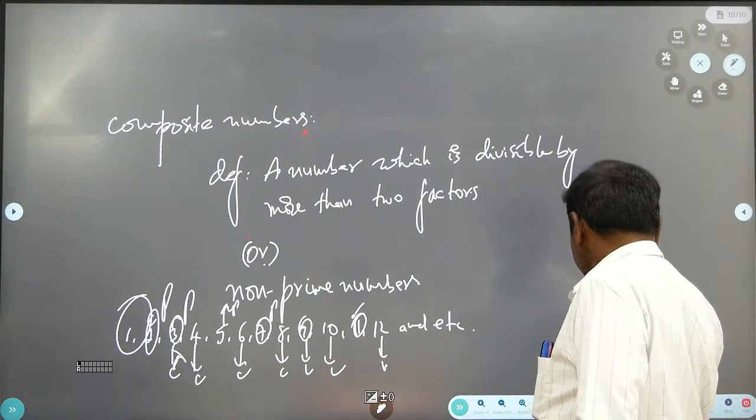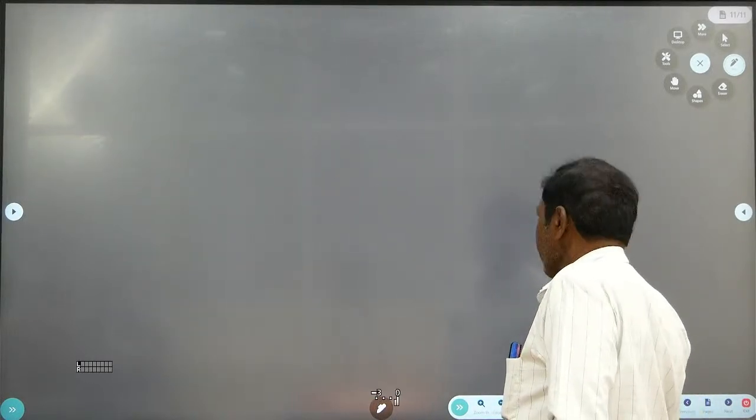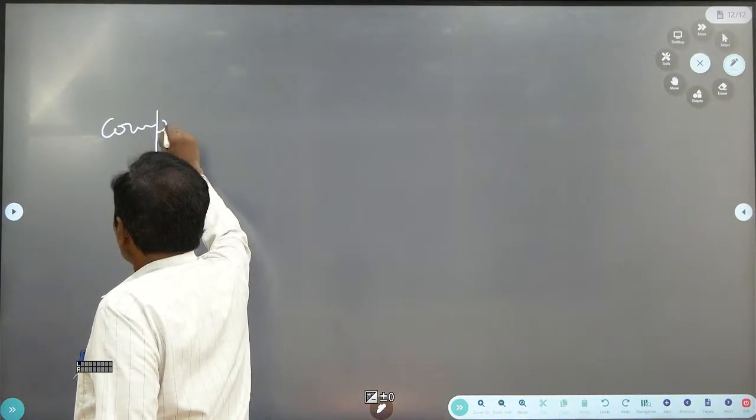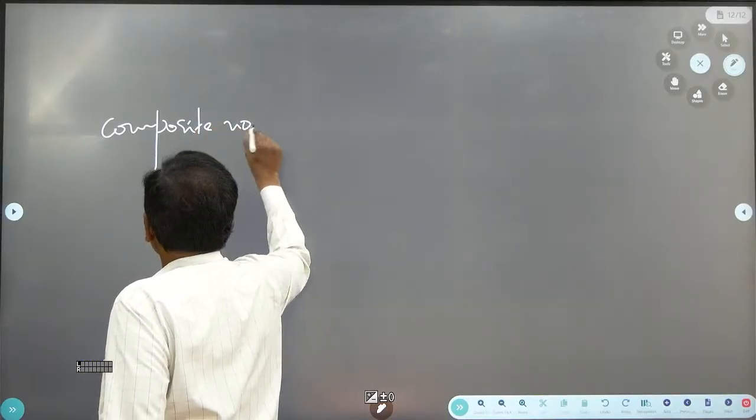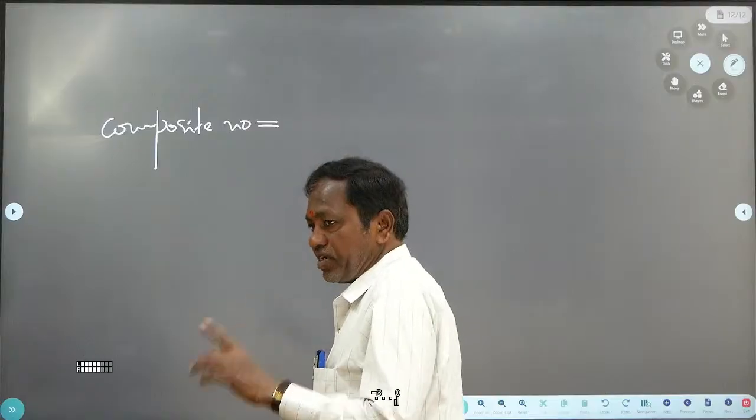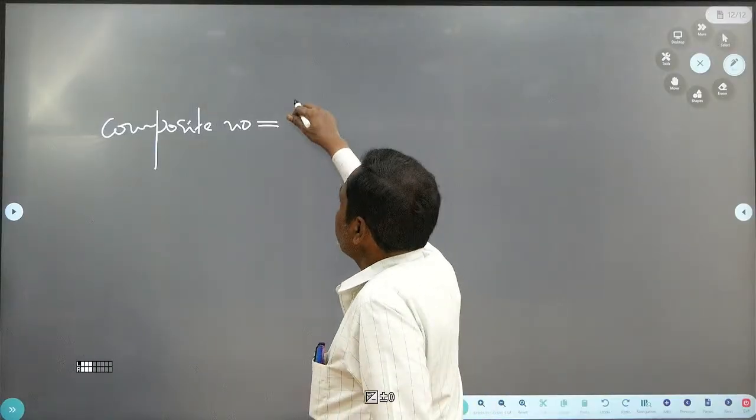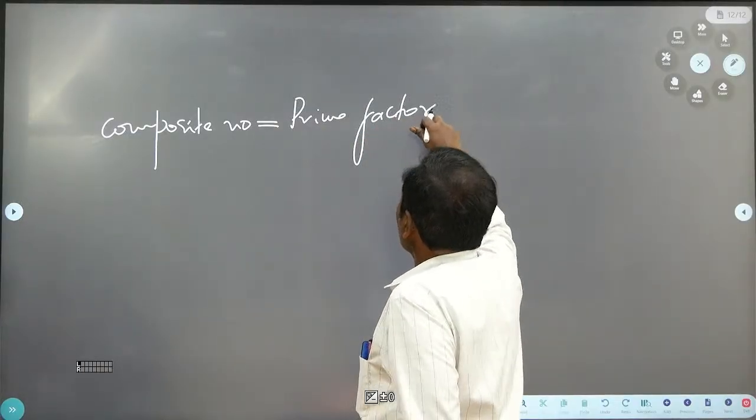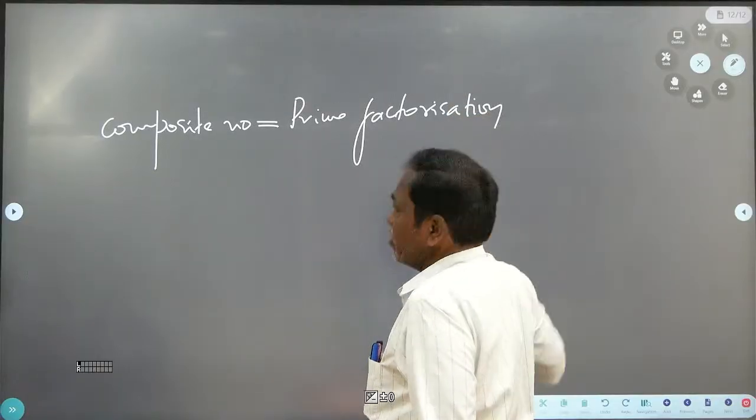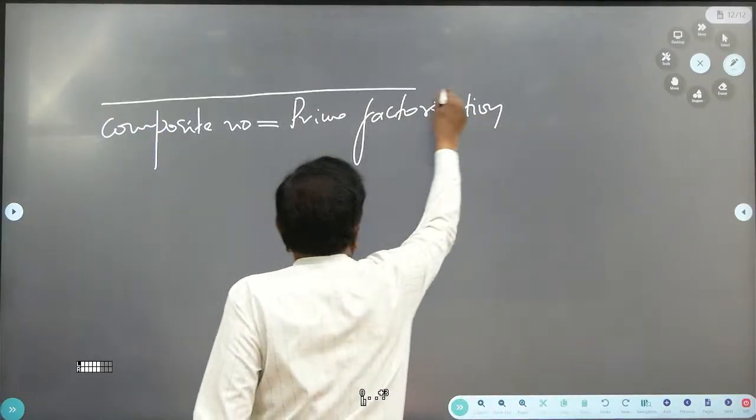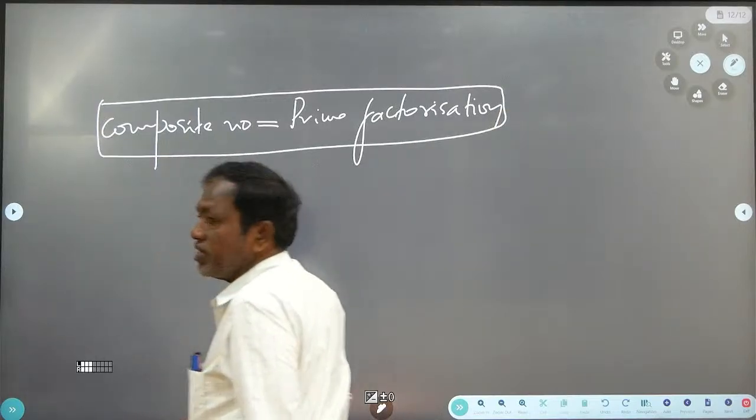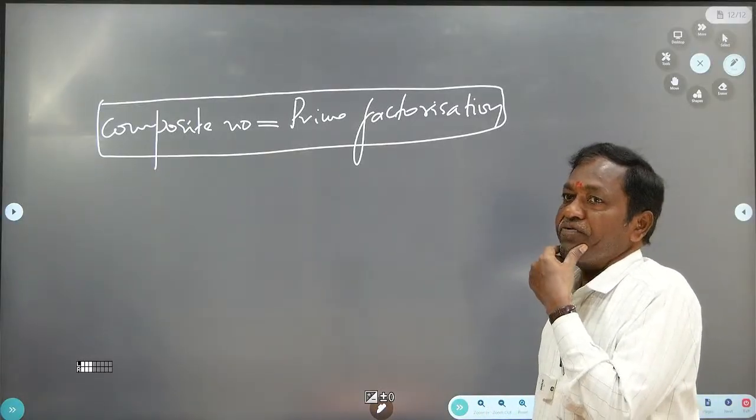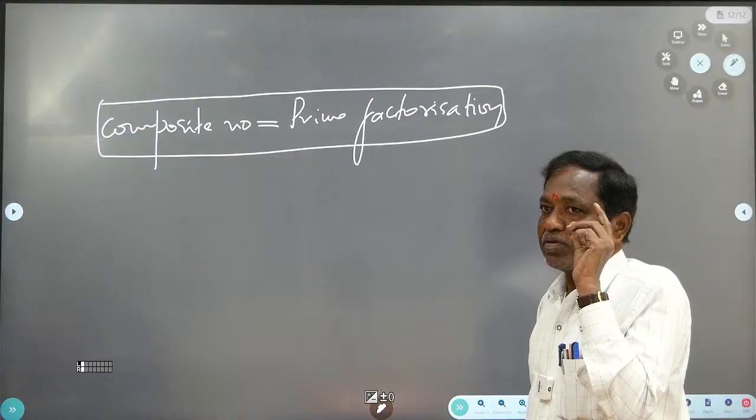Right. Next, composite number is equal, left hand side equal to right hand side, prime factorization. This is another property. Put it in a rectangular box. A composite number is equal to prime factorization, not prime numbers. It's not a product of primes.